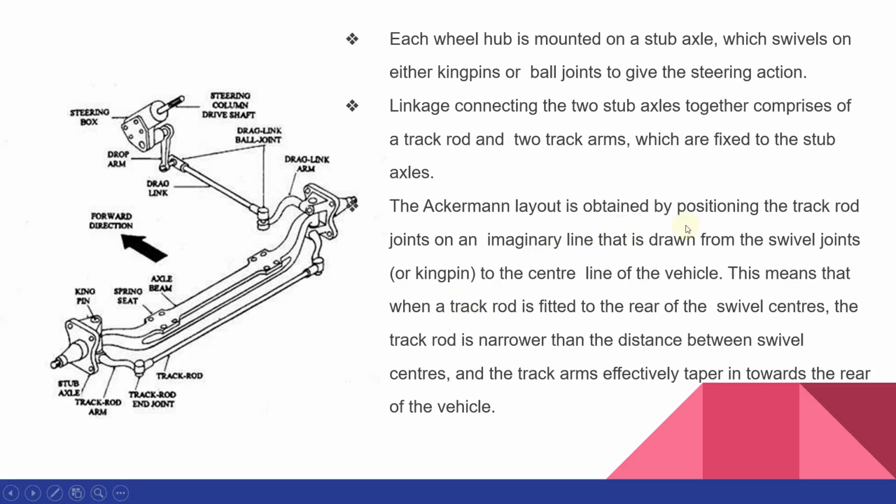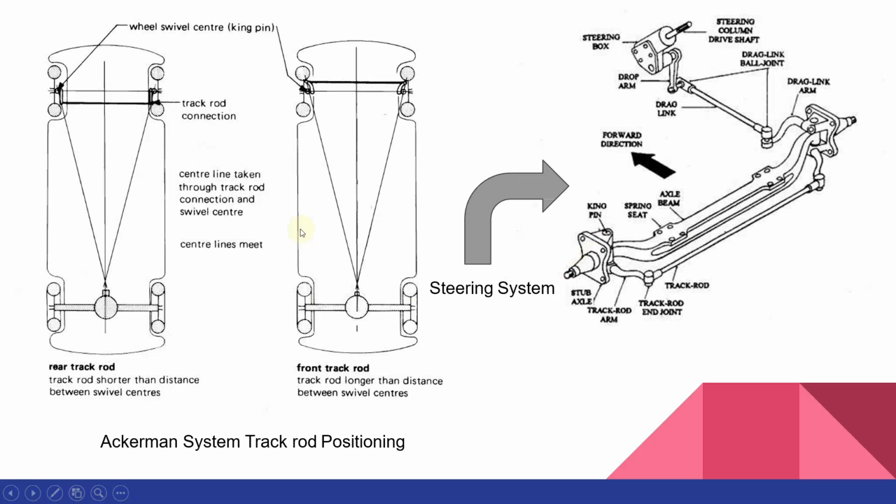The layout is obtained by positioning the track rod on an imaginary line. Here, we can check two different arrangements, one in which the track rod is at the front side of the system, and the other in which the track rod is at the back side of the system. In this picture, this is the forward direction in which the vehicle is moving, and the track rod is located at the back side of the system.